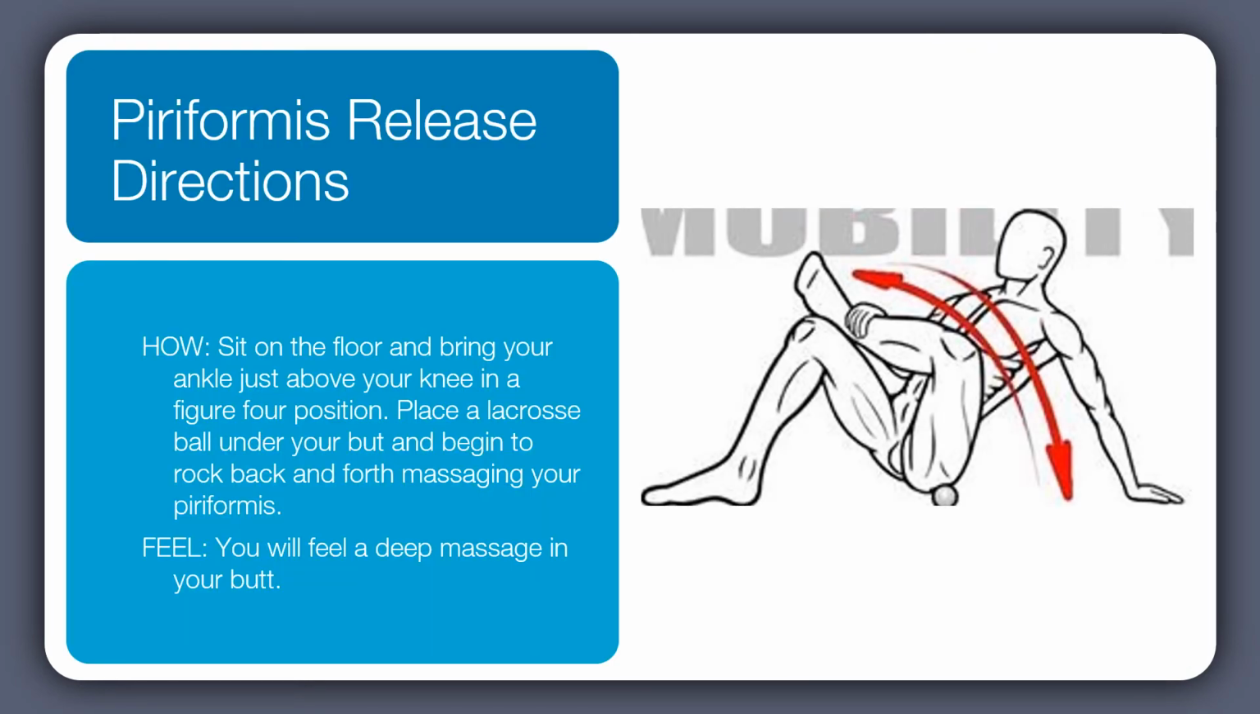So next is the piriformis release. You're going to need some sort of ball, like a lacrosse ball or some sort of mobility ball, to do this exercise. You're in a seated position to start, and you're basically doing the piriformis stretch. You're crossing one ankle over the thigh, and then you're placing the mobility ball underneath the piriformis on that side. And then you can rock side to side on the mobility ball.